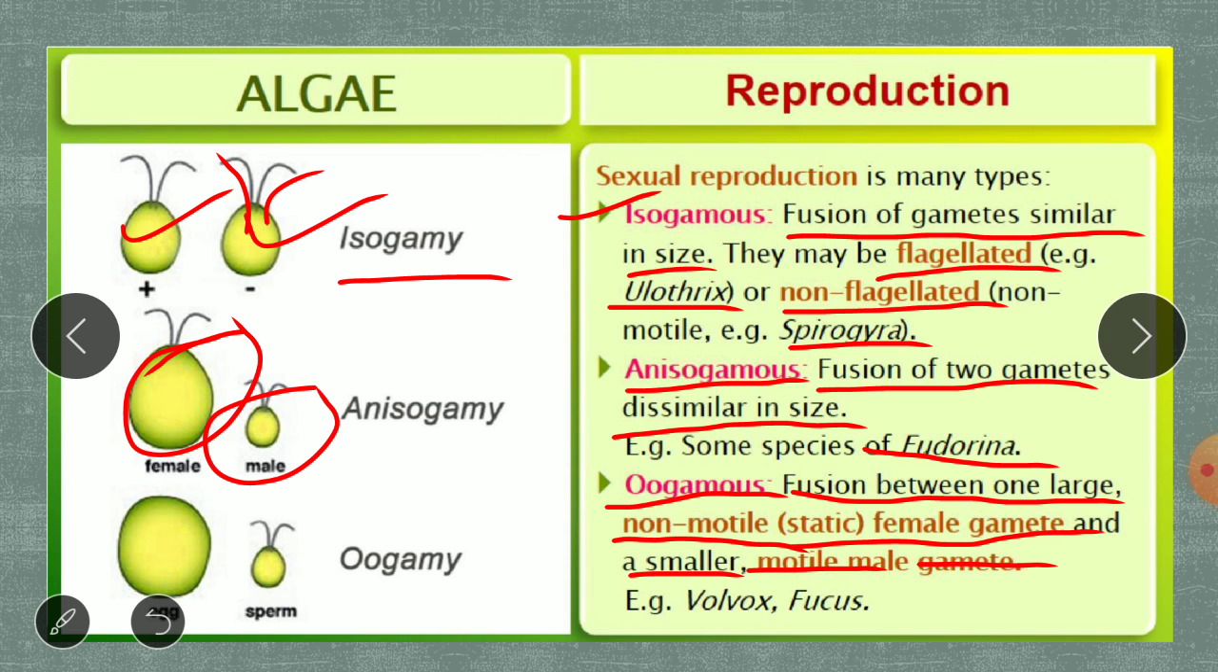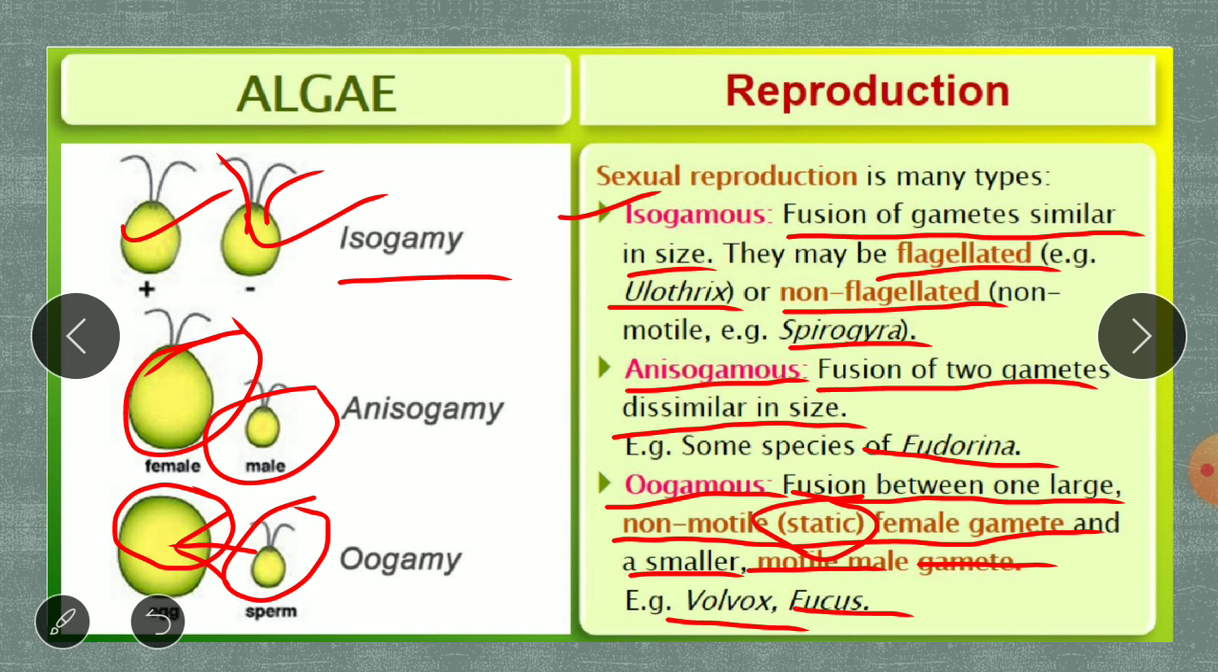Here you can see in the case of oogamous, one egg is going to be there which is large, and this is non-motile. You don't see any flagella there, so the female egg is not able to move. It is non-motile or static, and only the sperm cell, that is the male gamete, is motile, and this male gamete will come and fuse with the female gamete to form a new organism. This type of reproduction takes place in some algae like Volvox and Fucus.